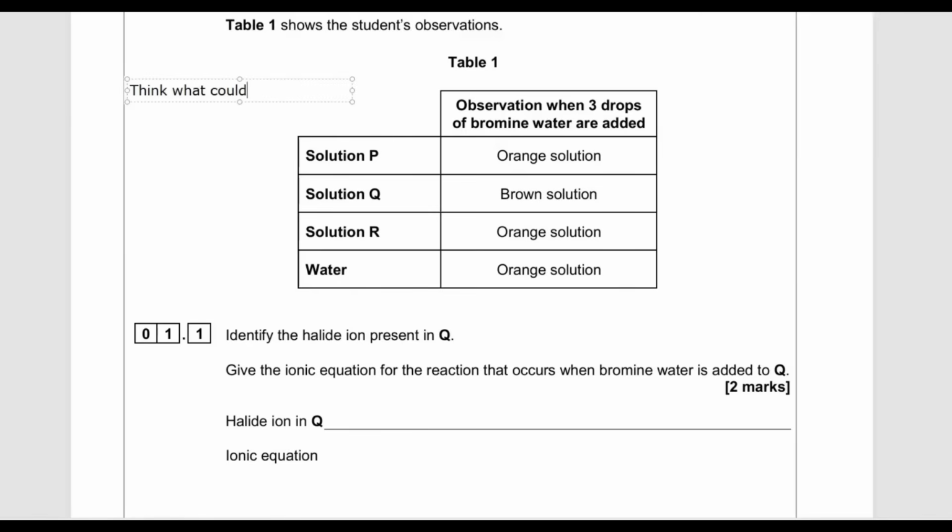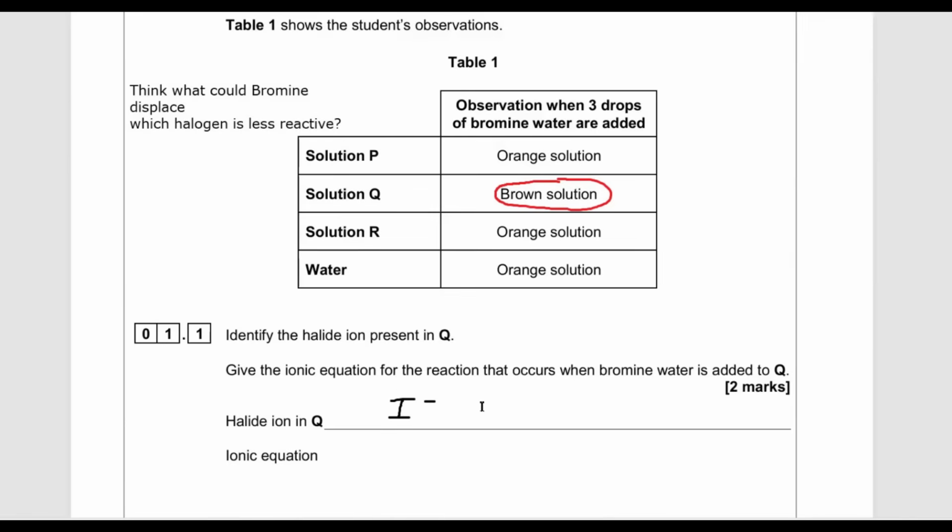Okay, guys, so think about it. If there has been a reaction, it's bromine water with a halide. So you've got to think about it. Which halogen is less reactive than bromine? What's the only one that bromine could displace? And also the brown color of the solution, which halogen or halide ion is brown when in aqueous solution? Hopefully you know it's iodide ions.